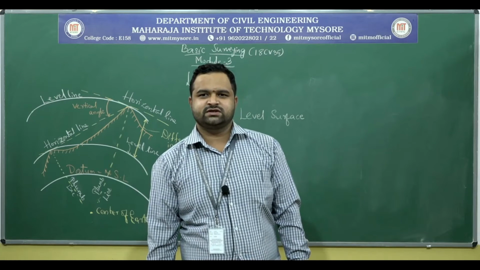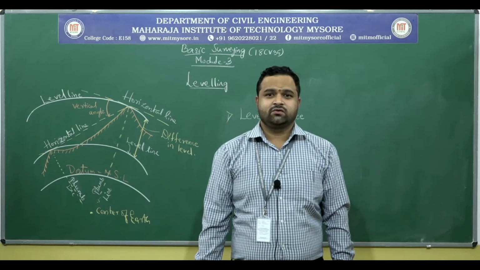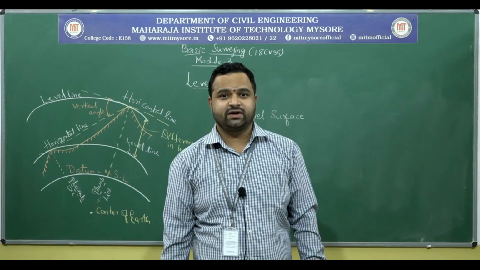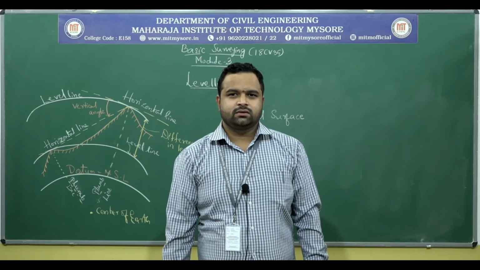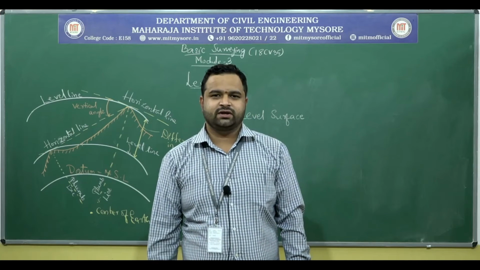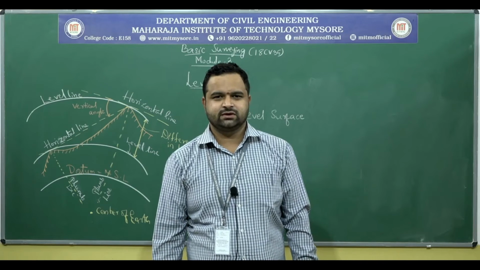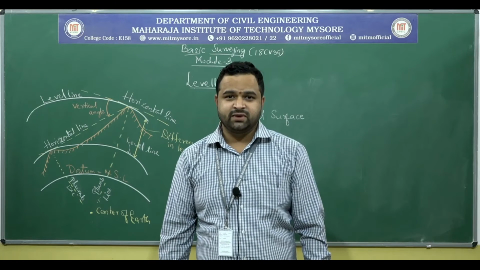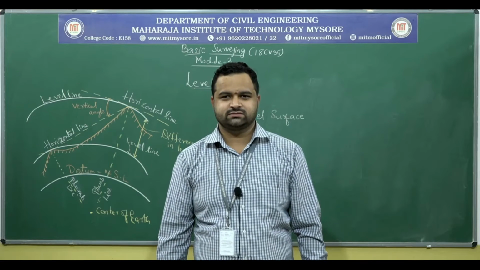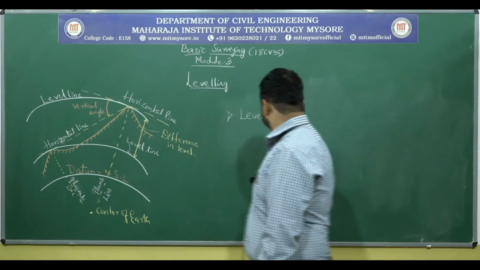A level surface is defined as a curved surface which at each point is perpendicular to the direction of the gravity at that point. The surface of still water can be taken as a level surface. So, any surface parallel to the mean spheroidal surface of the earth is therefore a level surface. Okay. So, this is the level surface.